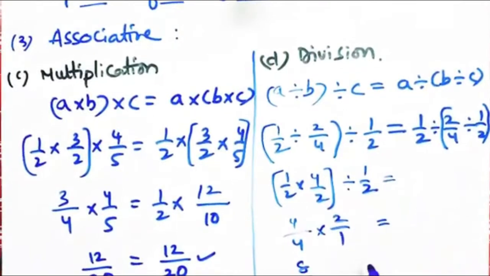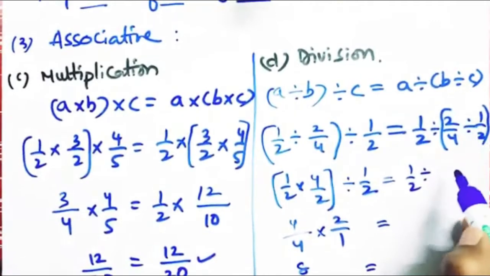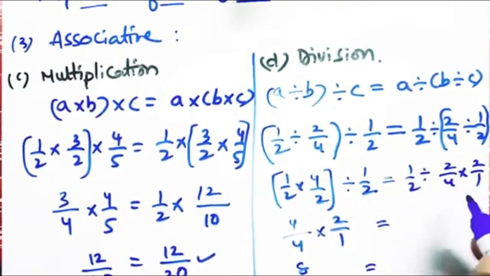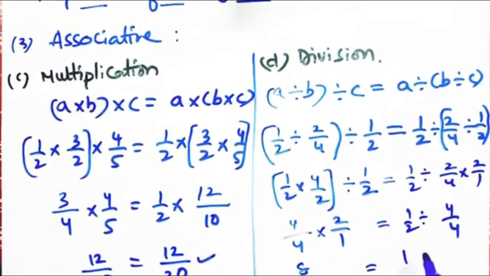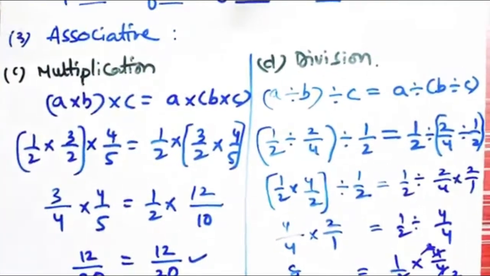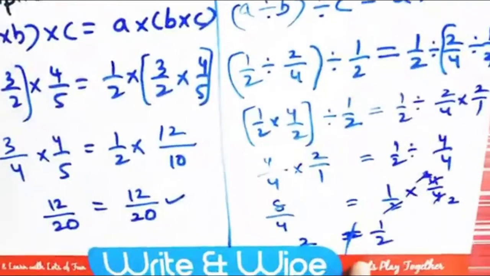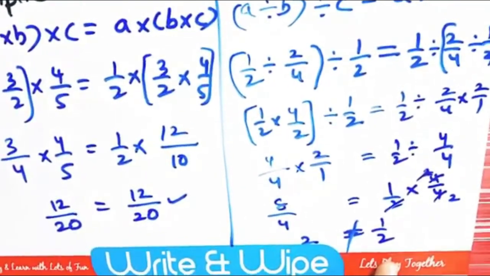Now we check the condition for the right side. 1 by 2 divided by, we write the reciprocal, so it will become 2 by 1, and that answer is 1 by 2 divided by 2 by 4. Again we write the reciprocal, and so on. The final answer is 1 by 2, which is not equal. So here we are getting 2 is not equal to 1 by 2. From this example we can conclude that division is not associative in rational numbers.